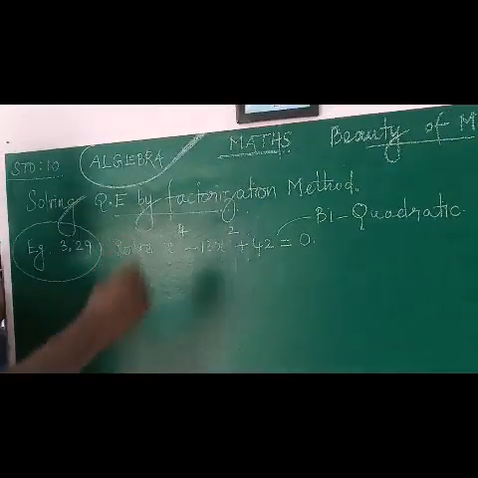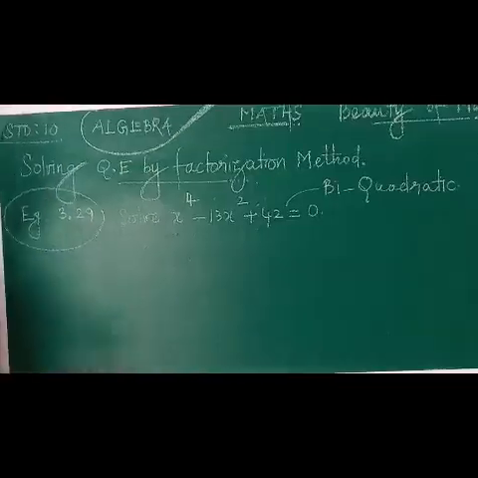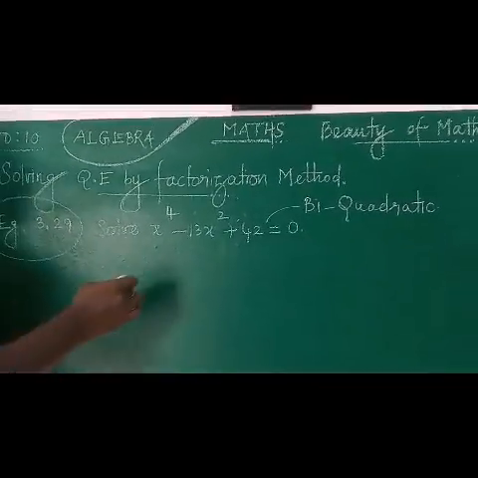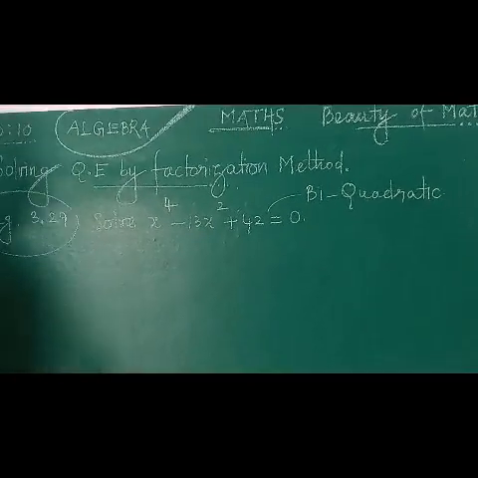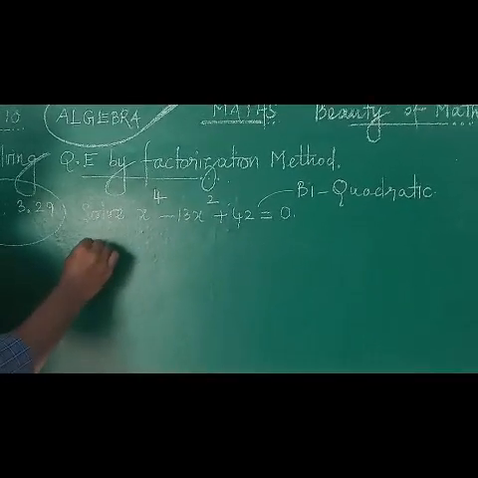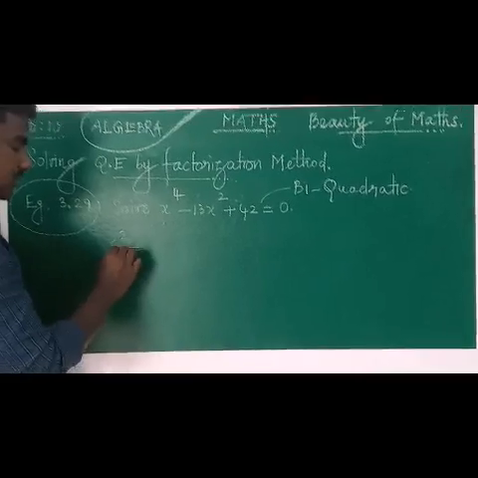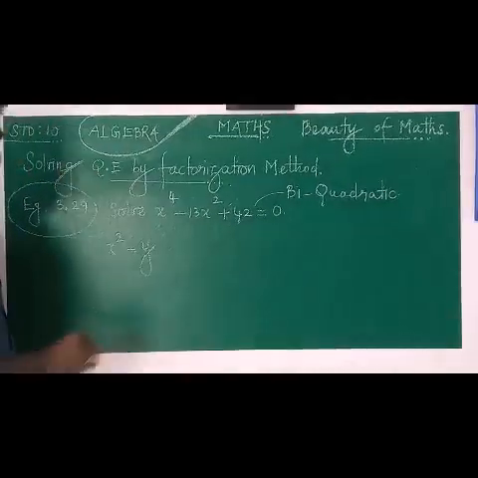So it has 4 solutions. Value of x. There are 4 values of x. Let us convert into quadratic equation. How to convert? Very simple. If you take x square is equal to any variable, I am going to take x square equal to y.